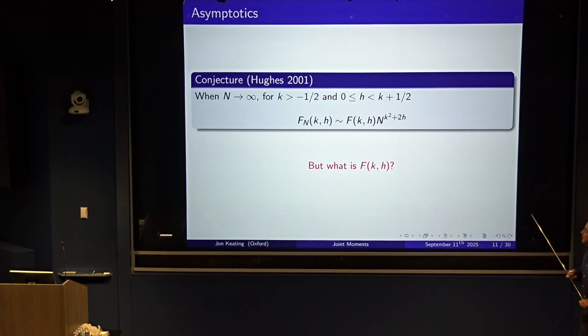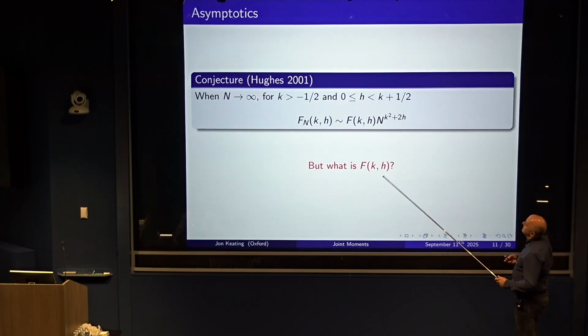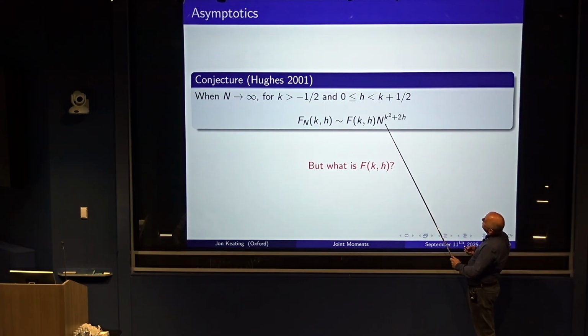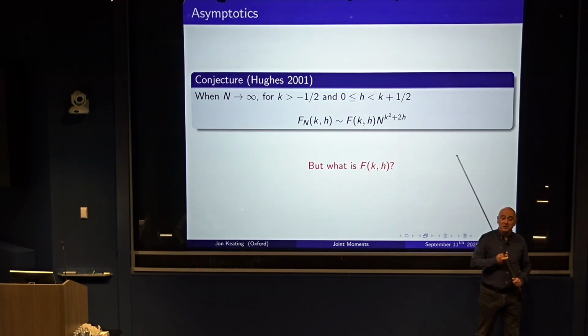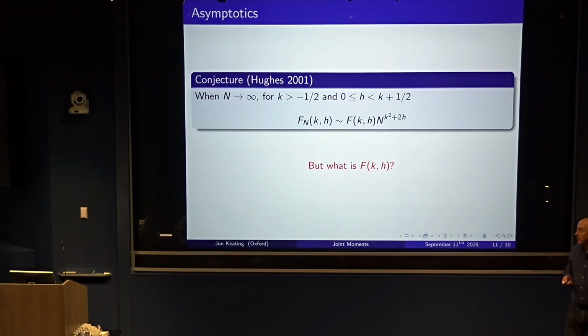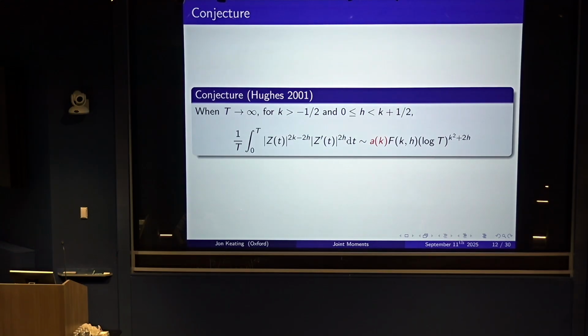I should say that even establishing the growth in n for general k and h was only achieved in the last year or two. So it's quite a difficult analytical problem. Perhaps there are easier proofs now, but the proof we have has turned out to be quite complicated.